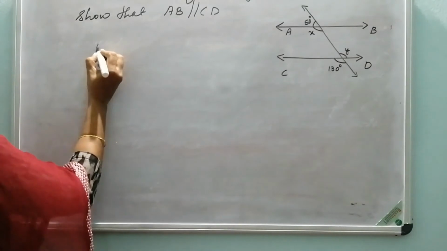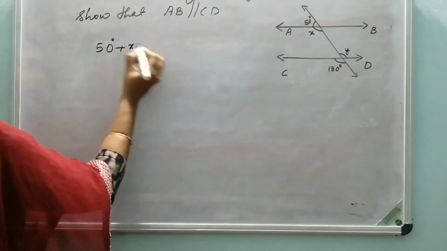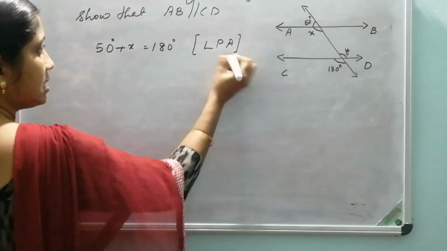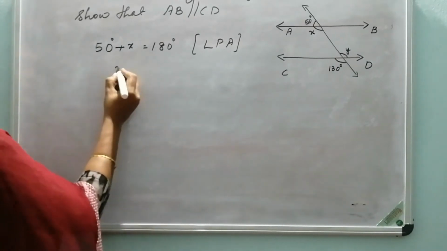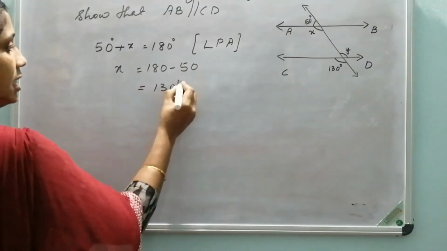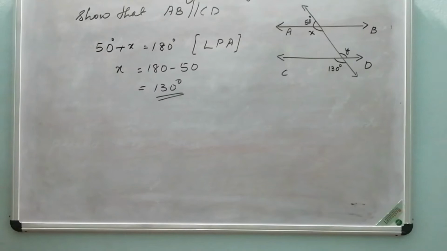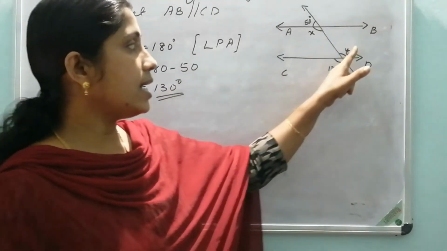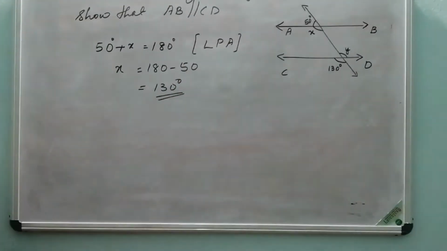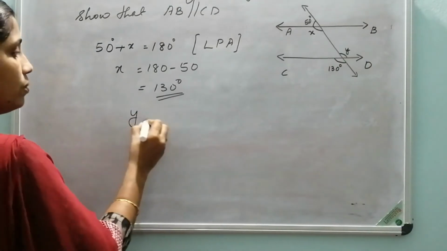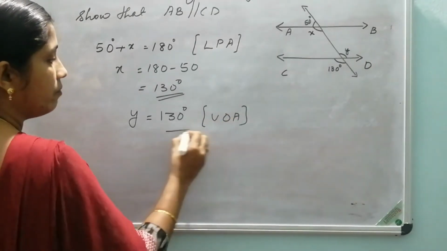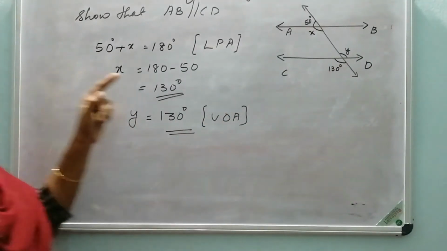So what can we say? 50 plus x is equal to 180 degrees. Reason: for all the answers you have to write down the reason. Linear pair axiom. So what is x from here? X is equal to 180 minus 50, that is equal to 130 degrees. So we got the value of x, that is 130 degrees. Then look at y here. This y and 130 are vertically opposite angles. We already studied that vertically opposite angles are equal. So we can say that y is equal to 130 degrees. Reason: vertically opposite angles. So we found the values of x and y from here.